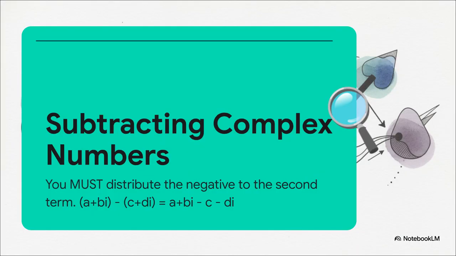Now with subtraction, whoa, hold on. There's one tiny extra step, but man is it important. This is where almost everyone messes up. Before you do anything else, you have to take that negative sign and distribute it to both parts of the second number. Forgetting to hit that second term is, without a doubt, the number one mistake people make.